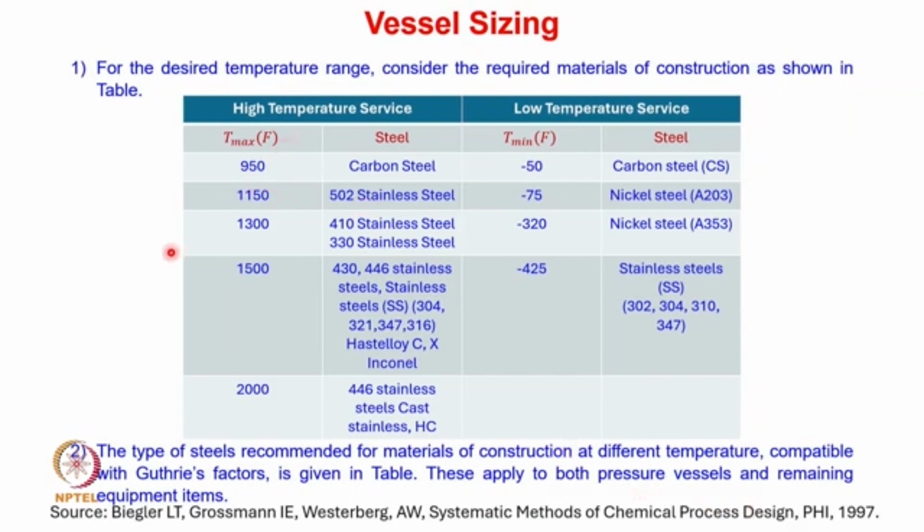So you can see that when the temperature is around 950 Fahrenheit, the best material to work with is carbon steel. If the temperature is around 1150 Fahrenheit, then it is 502 stainless steel. So based on what temperature we are looking at, which material is the best is what is given in this particular table. The type of steel recommended for material of construction at different temperatures, compatible with Guthrie's factors, is given in this table. These apply to both pressure vessels and remaining equipment items.